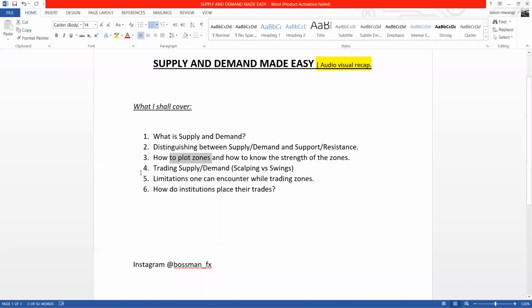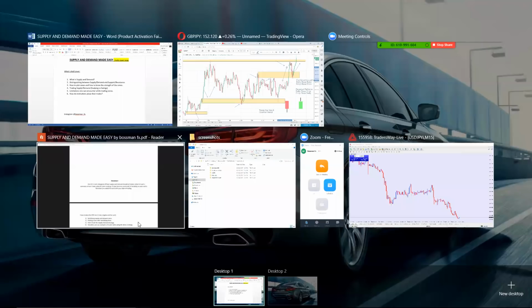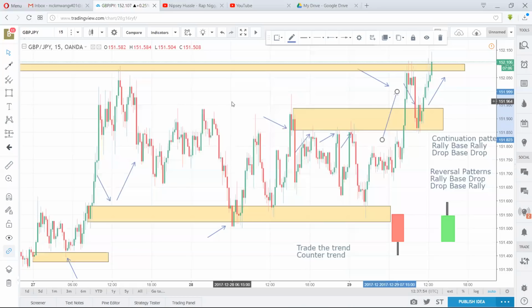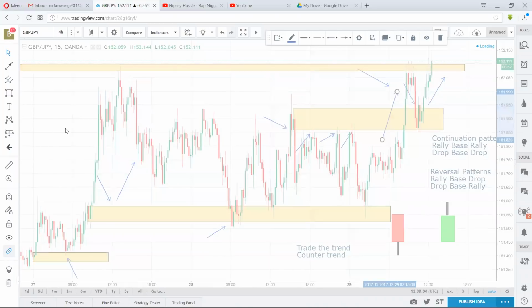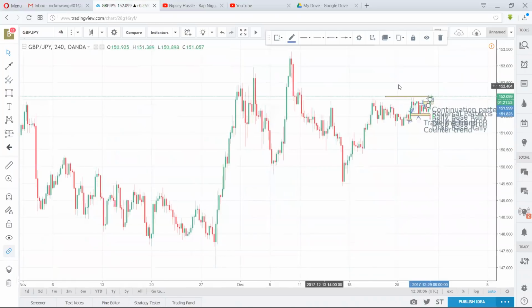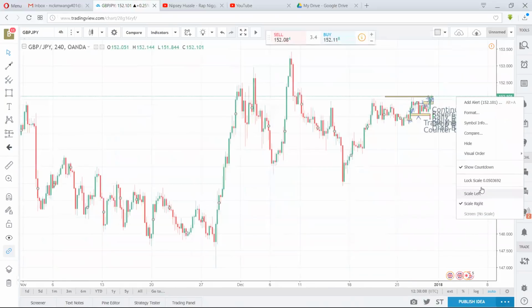So now this is all about trading supply and demand, with regards to swings and scalping. And it's basically the same, okay? The way I'd scalp is the same way that I'd do the whole swinging. I'll give you an example. Swinging is most of the time taken on the 4 hour, right? So I'll clear everything.